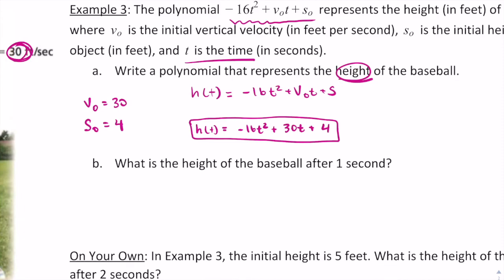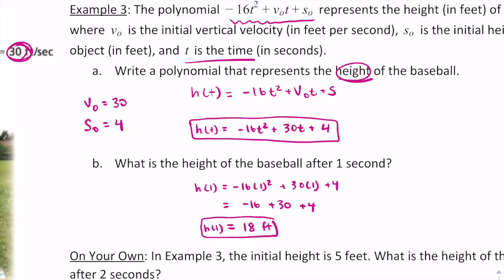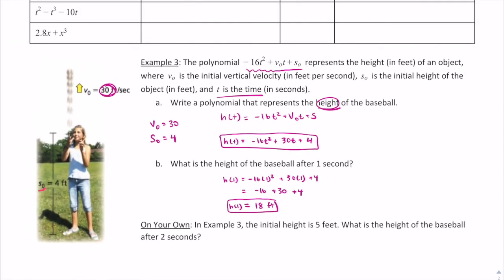So what is the height of the baseball after 1 second? So now we're using the polynomial that we found, right? Instead of h of t, I want to figure out h of 1, right? With t equal to 1, so h of 1. So now instead of writing t, I'm going to write 1 for everything. Negative 16 plus 30 plus 4. Negative 16 plus 30 is 14, plus 4 is 18. So I have h of 1 equals 18 feet. So after 1 second, my baseball will be 18 feet above the ground.